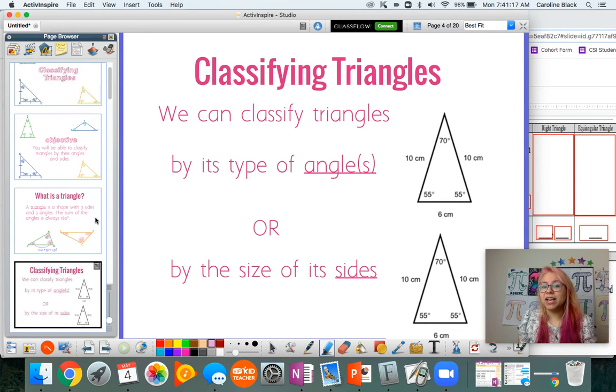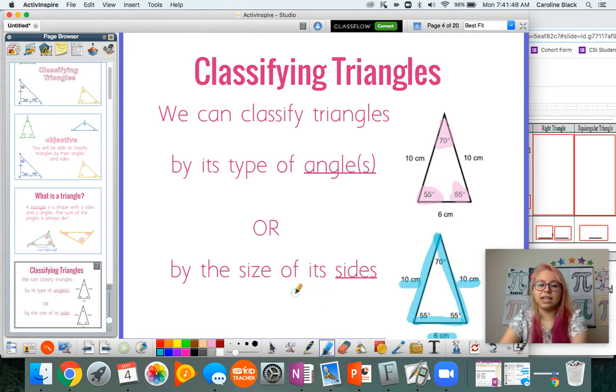We can now classify triangles in 2 ways. We can classify it by its angles, its interior angles. Or we can classify the triangles by the size of its sides. So the sides, like this. And those are the side lengths. Like if we were to measure it with a ruler, that's the side lengths, the size of the sides.